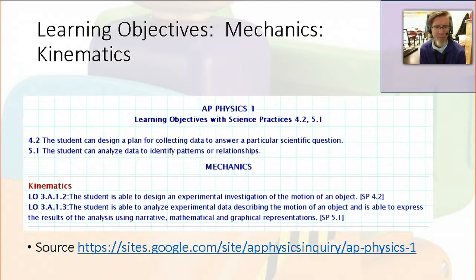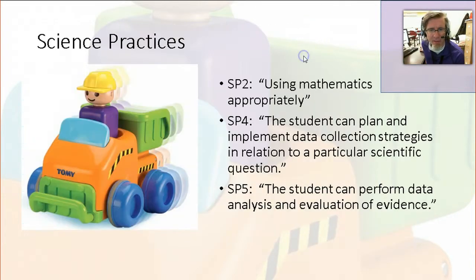Learning objective 3A 1.2: a student can design an experimental investigation for an object that's in motion, and then you should be able to analyze your experimental data to describe that motion. Tell me about how your analysis went and what math or graphical representations you used to analyze that motion. Let's dig into the science practices, because science practices are big both in Next Gen and in AP Physics standards. Science practice 2, use mathematics appropriately. Science practice 4, plan and implement data collection strategies. And science practice 5, analyze that data and evaluate your evidence.